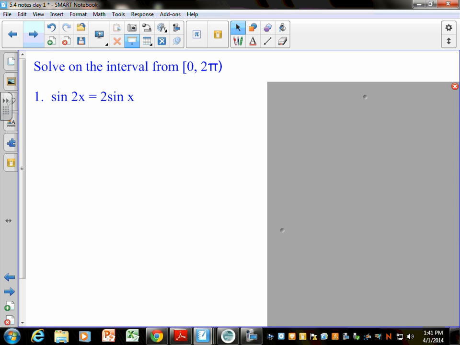We did this back in 5.2, but that was before spring break. It's been a while. Our brains have rested a lot since then, so this is some good practice of getting us back into solving equations.